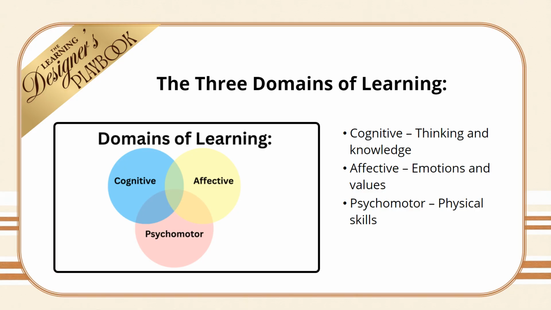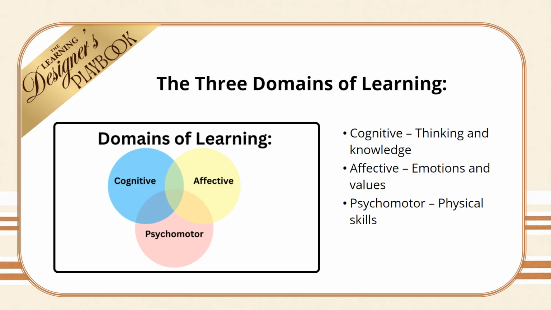The second domain is the affective domain, which focuses on attitudes, emotions, and values. It may seem less tangible than the cognitive domain, but it's crucial for shaping learner motivation and commitment. For example, a learner may know how to perform a safety procedure cognitively, but unless they value safety emotionally, they may not actually apply the skill consistently.